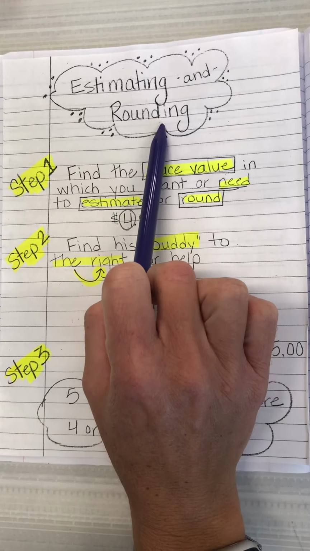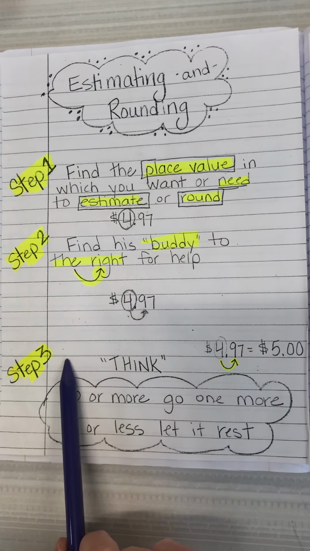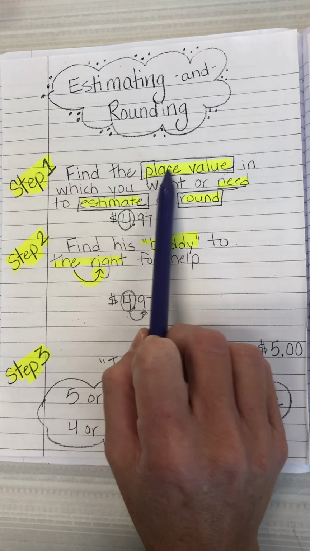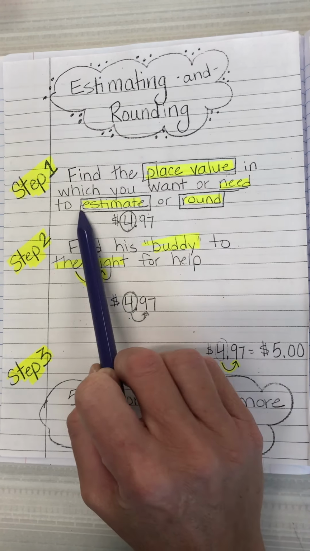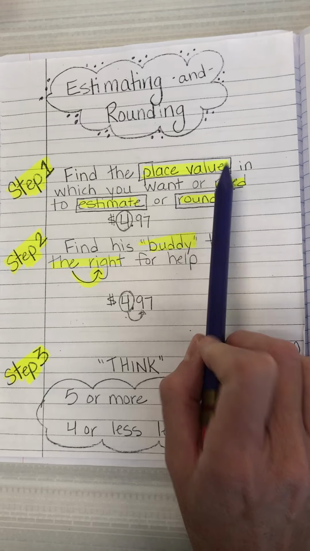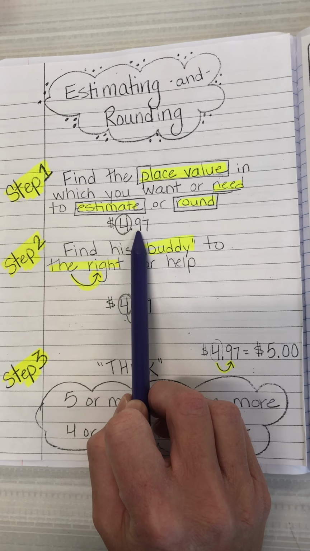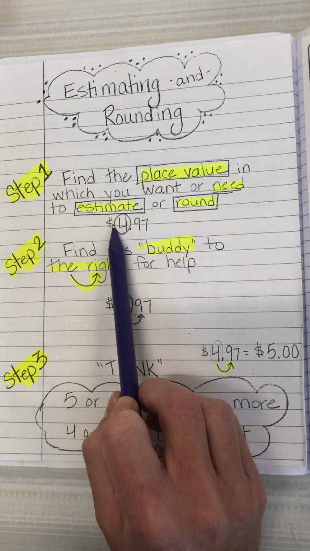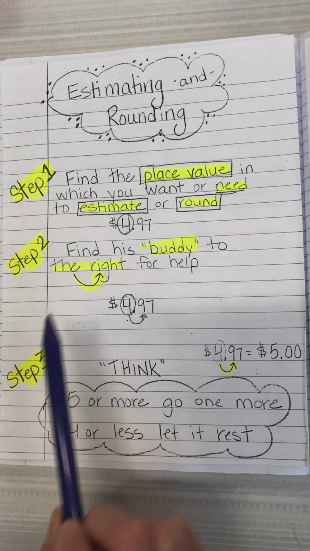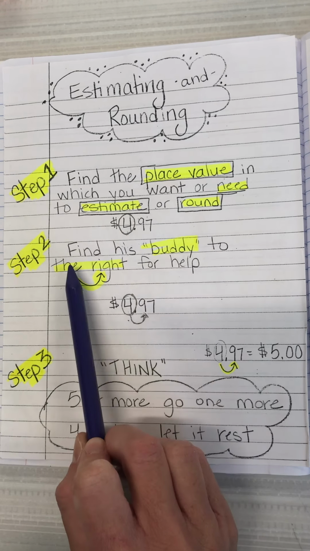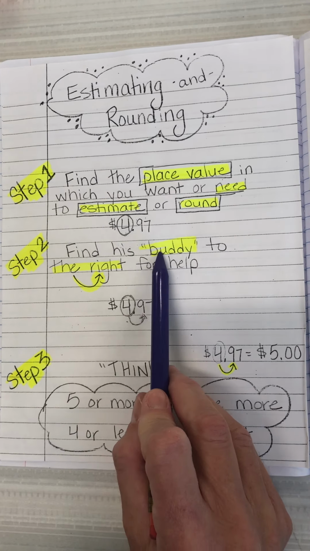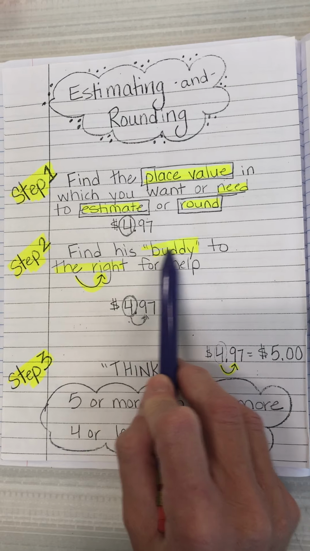So estimating and rounding mean that we have to do 3 things to get to what it's asking me to do. Step 1 is we're going to find the place value in which we wanted or needed to estimate or round. So it's always going to tell you which place value to round in. It might say the tenths. It might say the hundredths. It might say the ones. In this case, it's the ones. Then you will use his buddy to the right. So you always look at the place value it's asking you to round. Look to the right, which is his buddy.